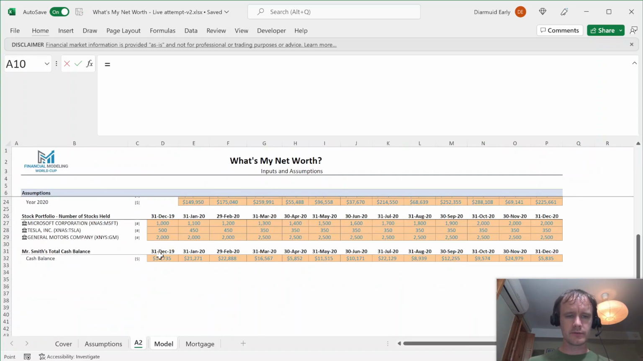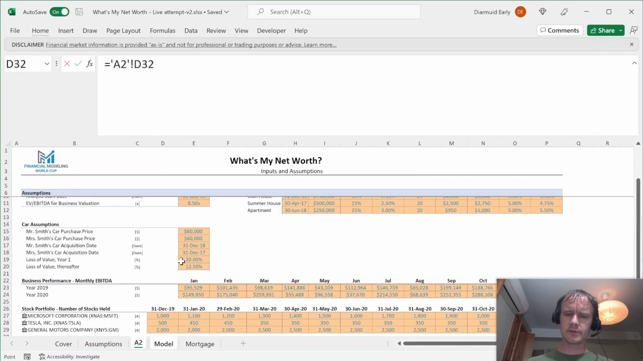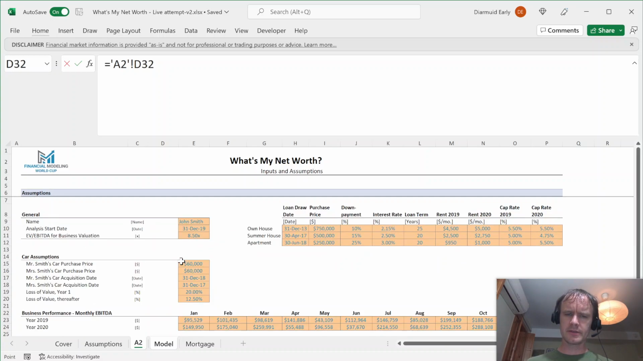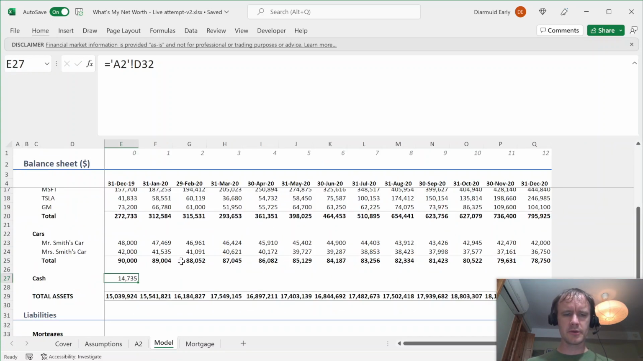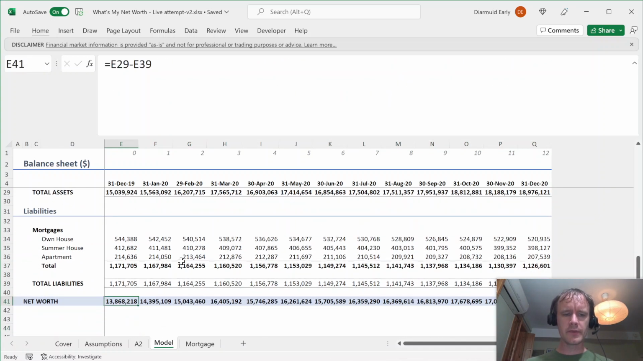I was going to say they just took this from their bank statements, but I think this is meant to be a forecast, or maybe it's not meant to be a forecast model. Anyway, all right, so there we go.